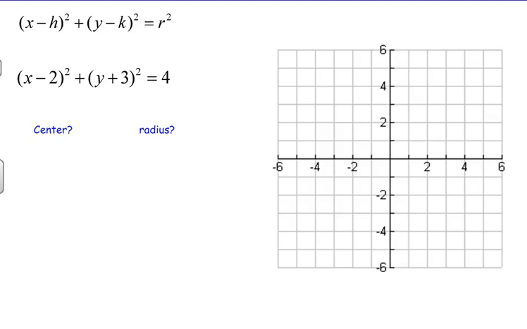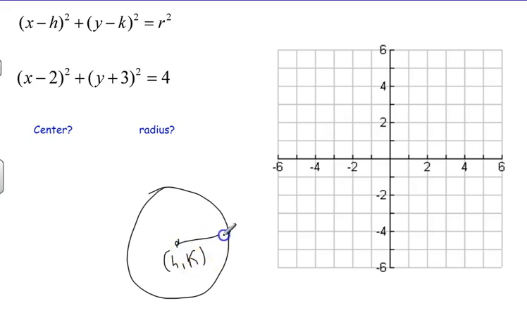Okay, so this is a lesson on circles. When you have a circle, the center of the circle is a point called h, comma, k. Similar to the vertex of a parabola, we call that point h, comma, k. And then the radius of the circle, of course, is called r.